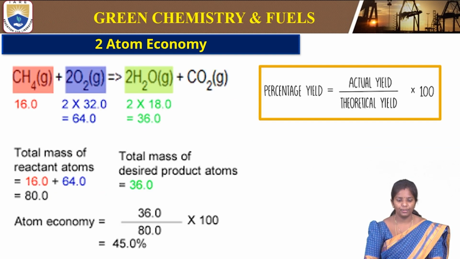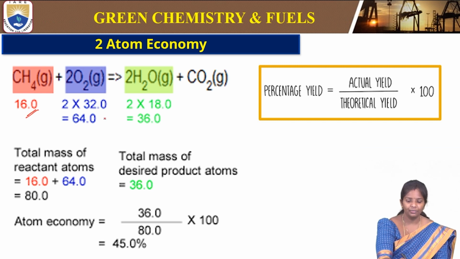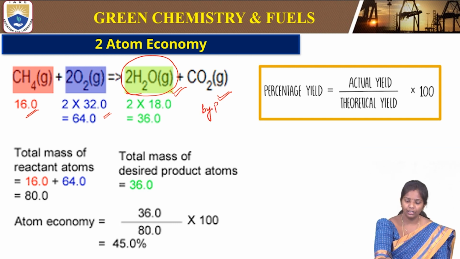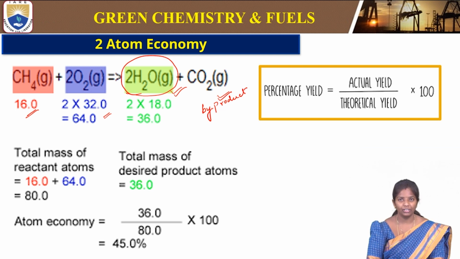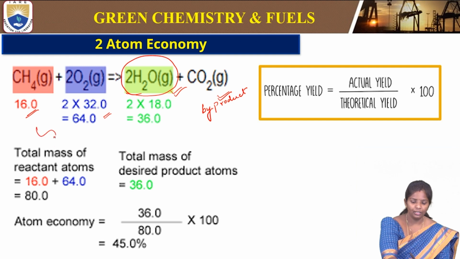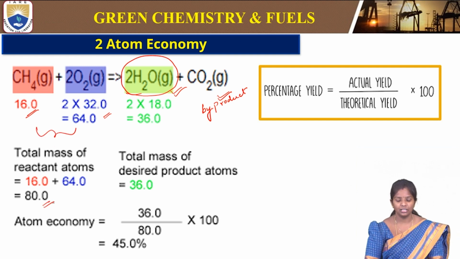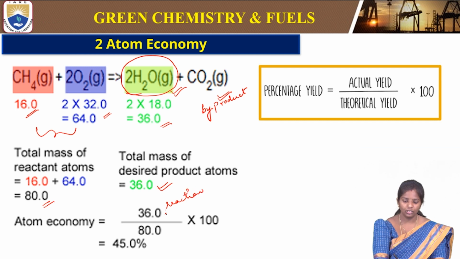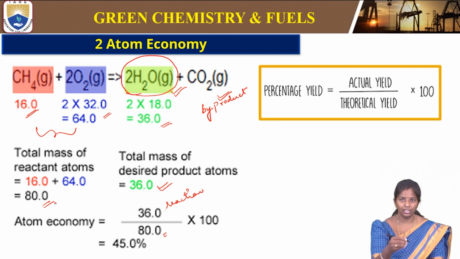So if you see some examples, here methane is reacting with oxygen to form water and carbon dioxide. Water is a product, so this is a byproduct, and carbon dioxide too. If we calculate the atom economy, the total mass of the reactants is 80, and the product we have obtained is only 36. So 36 by 80, the theoretical total of the reactants, into 100, is nothing but 45% only.